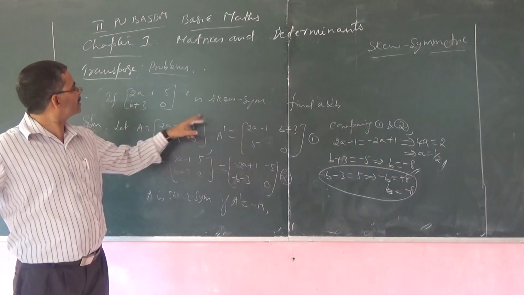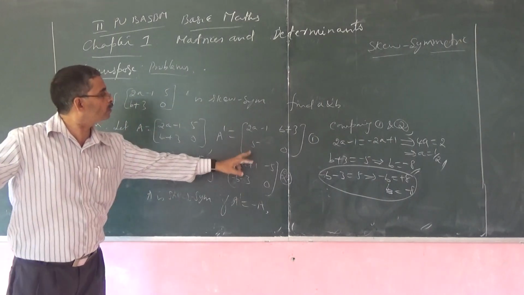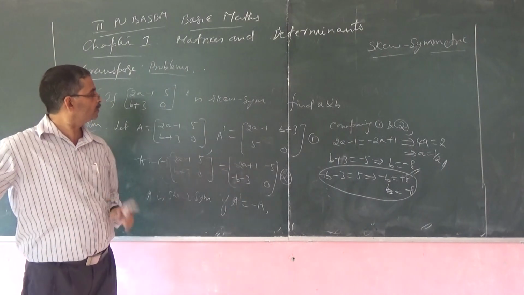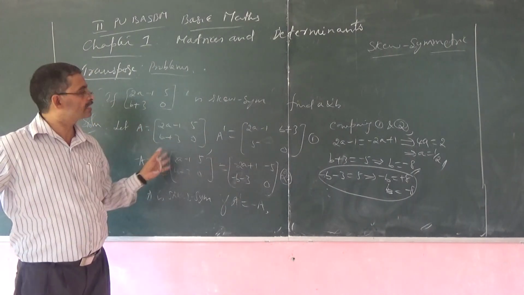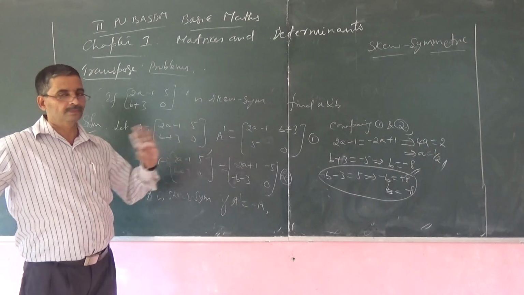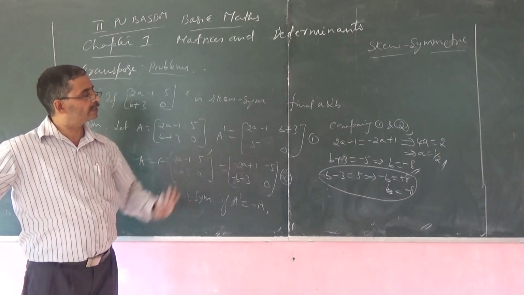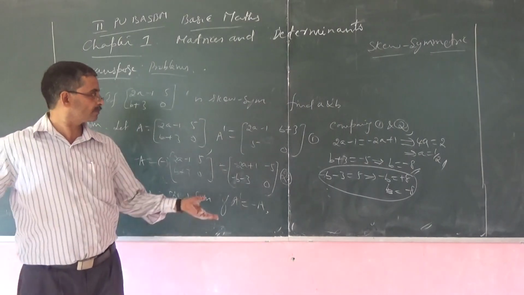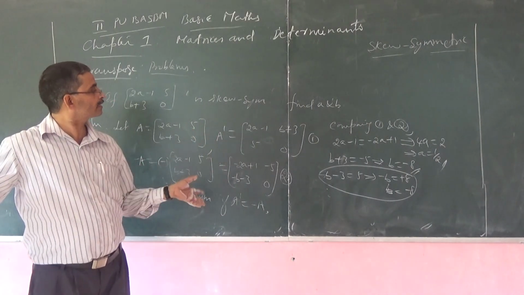Skew symmetric means A dash equal to minus A. Compare the two. Important point. A dash equal to minus A. So once you get it, you can find out a and b. So we will discuss some more problems and other topics in the next class.